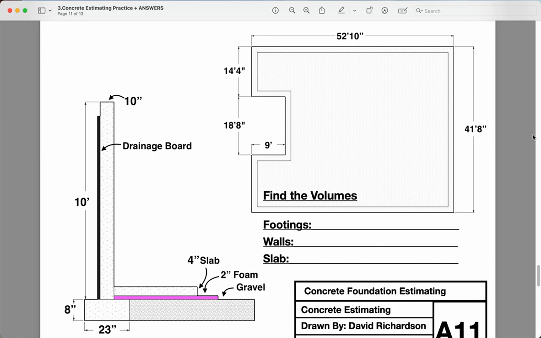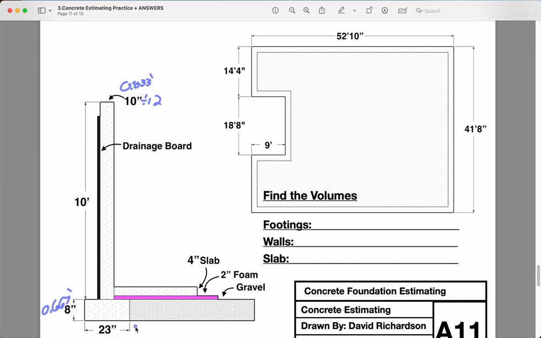First off, as with anything, we need to convert our inches into feet because we're going to start off getting our answer in cubic feet. We are then going to convert it to cubic yards. Now if this were metric, we wouldn't have to do that, but here we are. So if we take 10 inches and divide it by 12, that gives us 0.833 feet. 8 inches divided by 12, 0.667 feet.